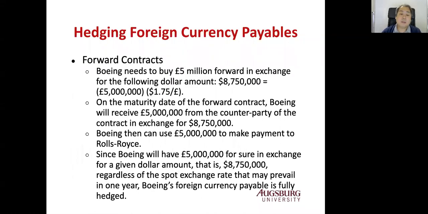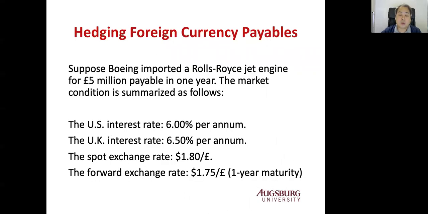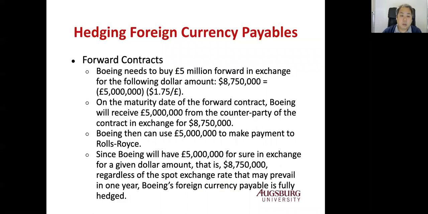So first, let's look at the forward contract. Boeing needs to buy the £5 million forward contract in exchange for the following dollar amount. You can see the forward exchange rate is $1.75, so you pay $1.75 per pound for 5 million pounds. So the amount of dollars is $8.75 million.